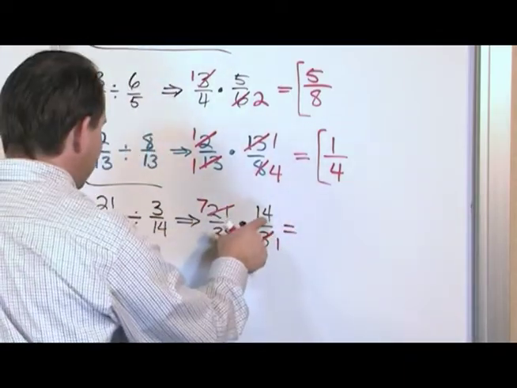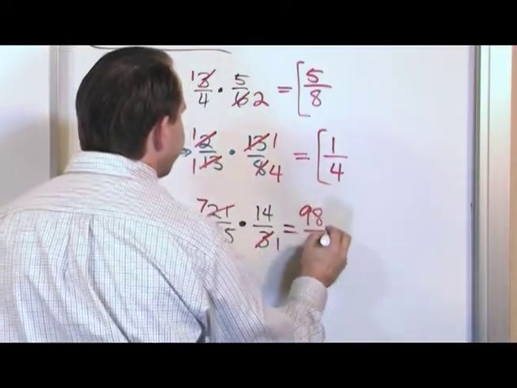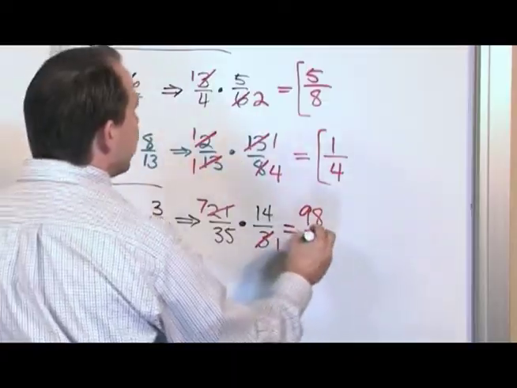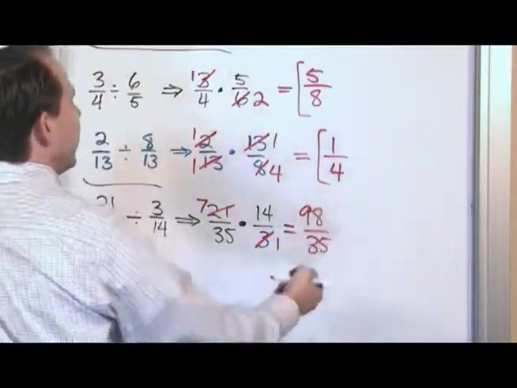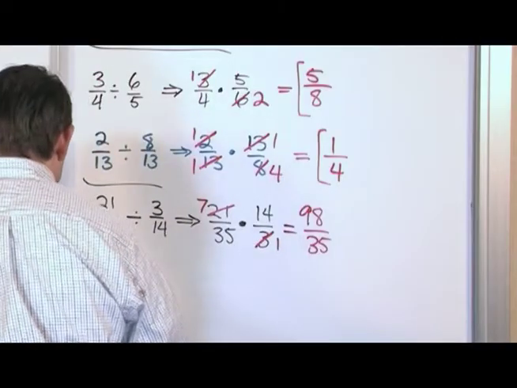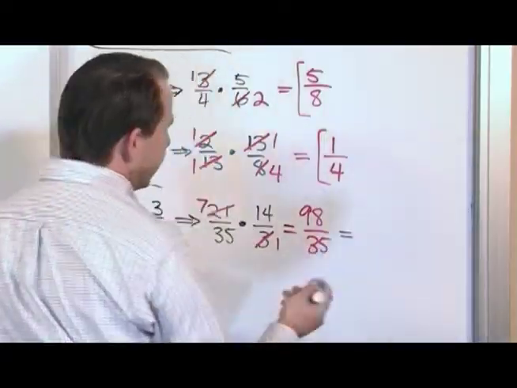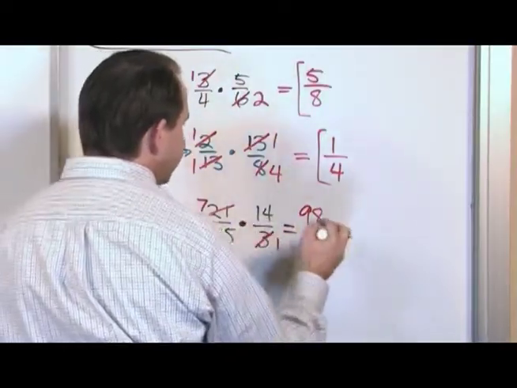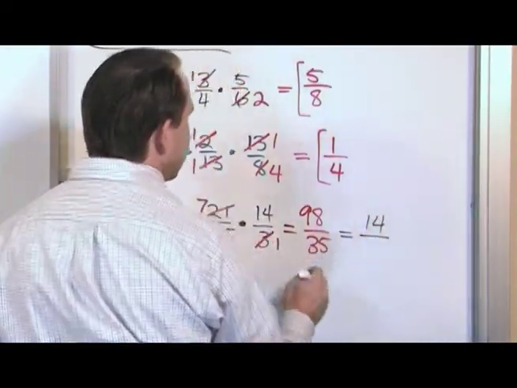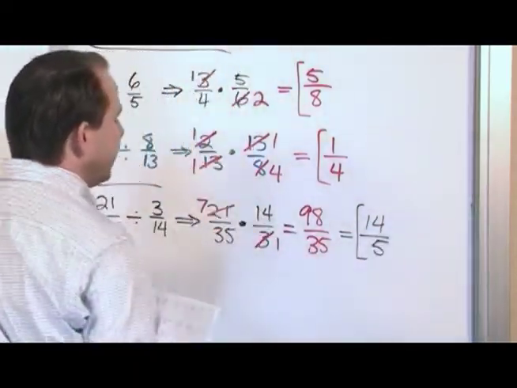7 times 14, you'll do that by hand or in your calculator, and you'll get 98 on the top. On the bottom, 35 times 1 is 35. So you're left with this, and then you'll have to look and see if you can simplify that. If you play around with that long enough, you'll realize that you can simplify it by dividing by 7, right? 98 divided by 7 is 14, and 35 divided by 7 is 5. So the answer is 14/5.